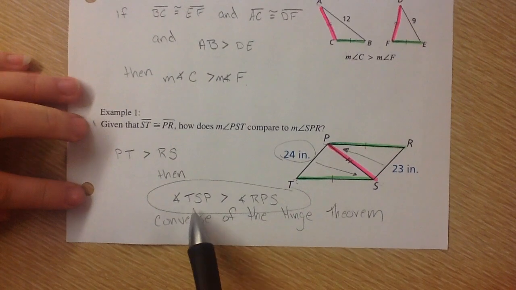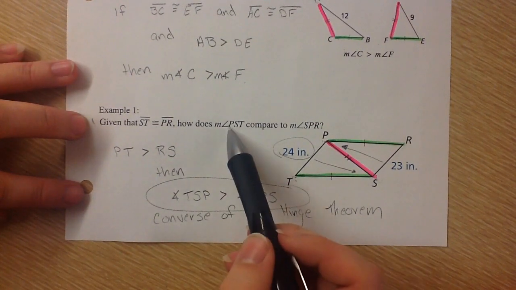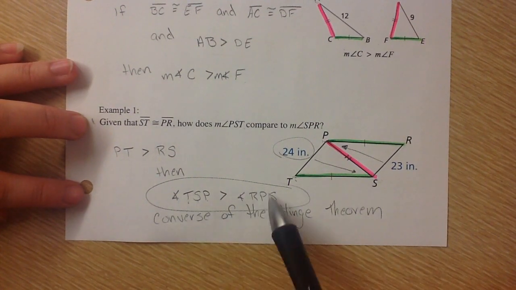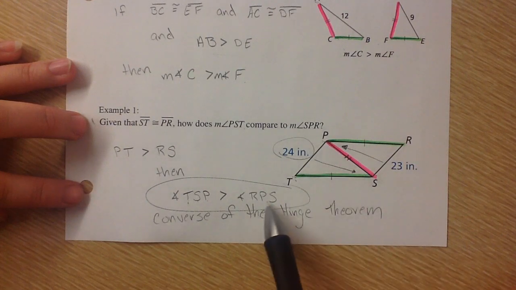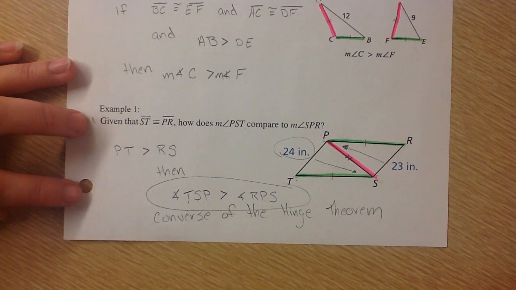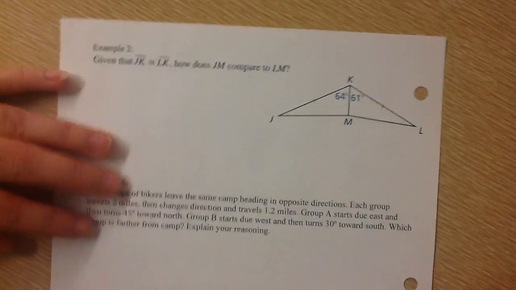Okay, so we know angle TSP, well, they went PST, same thing. And RPS, they went SRP. They just went backwards. SPR, by the converse of the hinge theorem. Okay, two more examples.